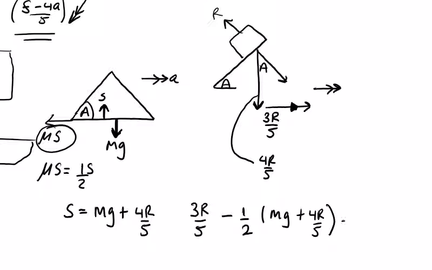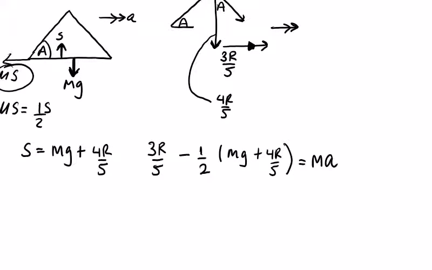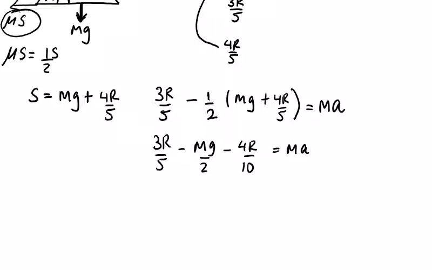That has to be equal to ma, and m is just m and a is just a. So we need to get r out of here. We need to find out what r is. Let's have a look here. 3R/5 minus mg/2 minus 4R/10 equals ma. So I'll multiply by 10 just to get rid of everything.